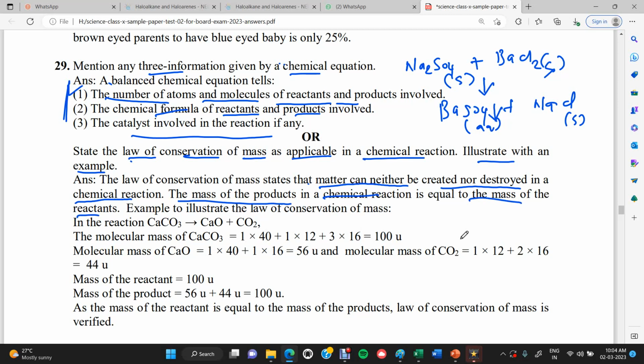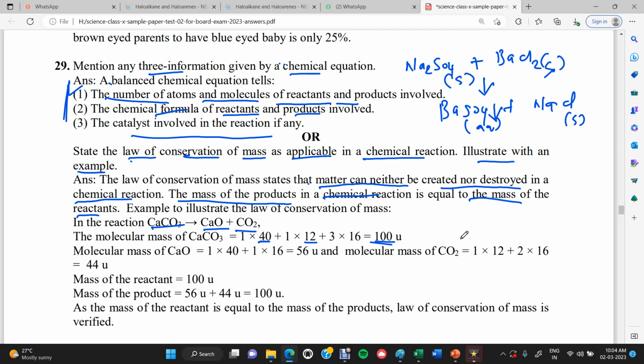So let us take an example. CaCO3 gives CaO plus CO2. What is the molecular mass of CaCO3? Calcium is 40, only one calcium, so 1 into 40. Carbon is 12, one carbon, 1 into 12. Plus oxygen is 16, so 3 into 16. So totally, the molecular mass of calcium carbonate is 100 units, right?